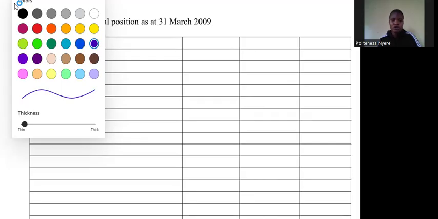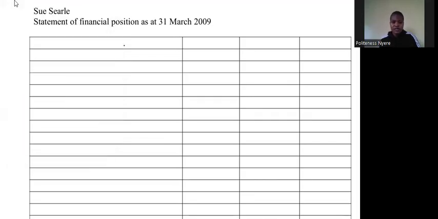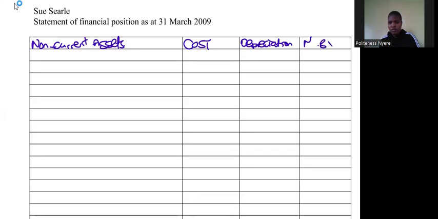We start with our non-current assets. We have the column for cost, depreciation, and then we have our net book value.